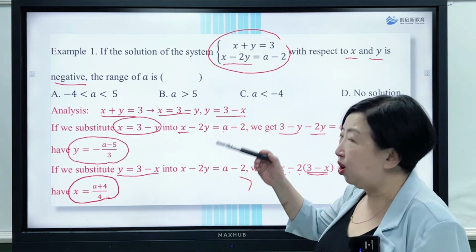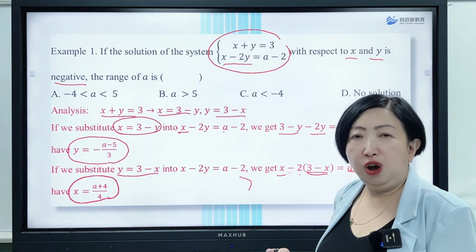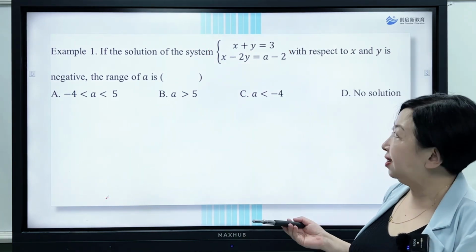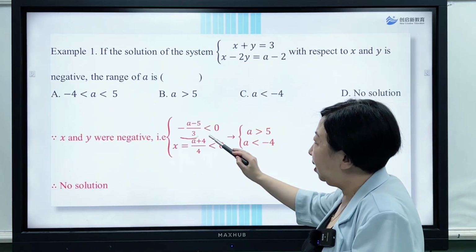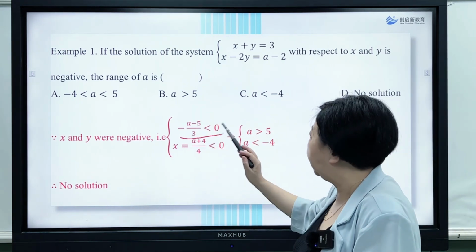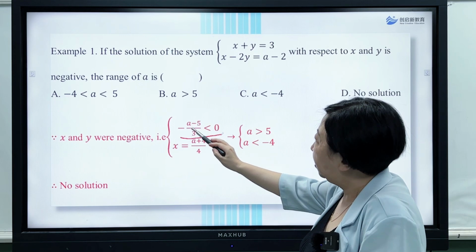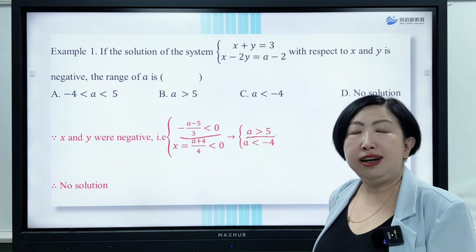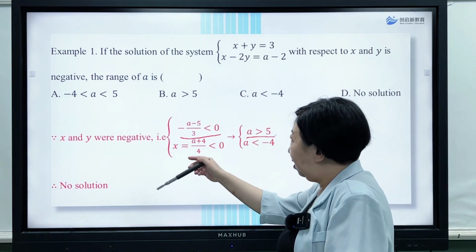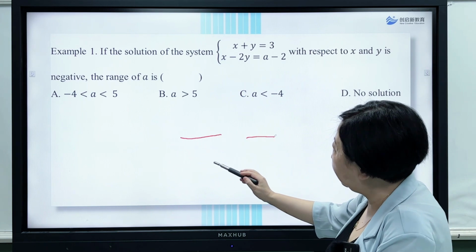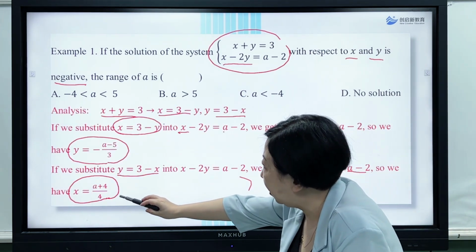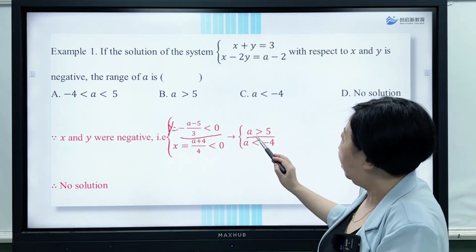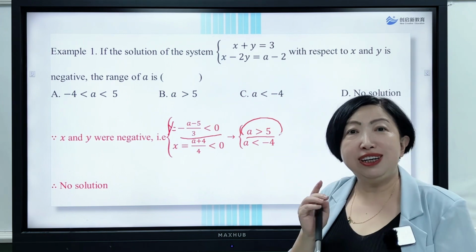Okay, whether x or y, they are all negative, then what can we get? Here is x, so we can solve it: a is greater than 5. And here is y, and we can get a is greater than 5.